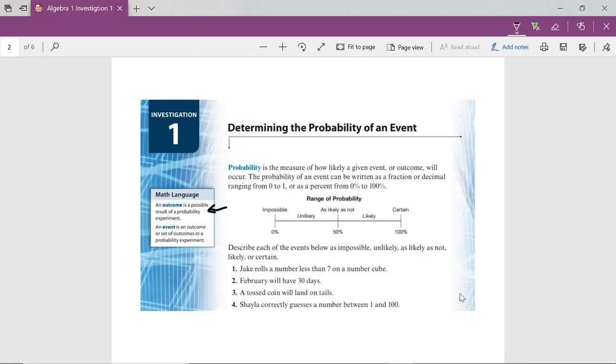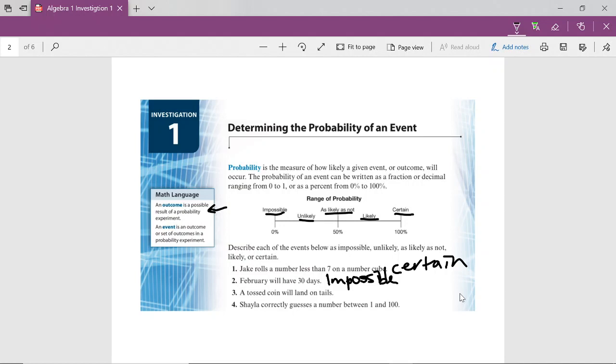So let's describe each of the events below as impossible, that's 0%, unlikely, which is between 0 and 50, as likely as not, meaning we have a 50-50 chance, likely, which is in between, and certain, which is 100%. Jake rolls a number less than 7 on a number cube. If I think about a number cube, all of the numbers are less than 7, so this would be certain. February will have 30 days. February only has either 28 or 29 days, so February will never have 30 days. This is impossible.